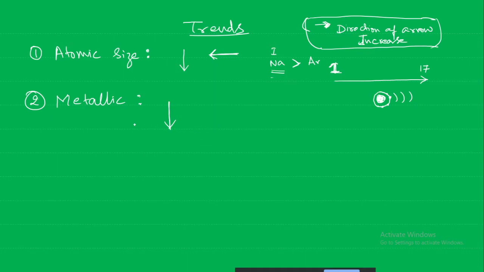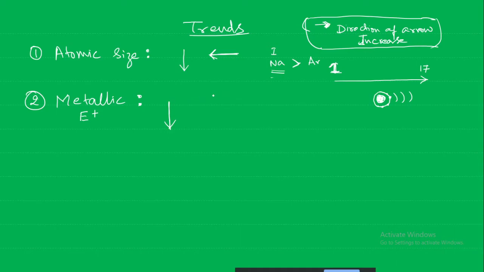You know that metals will form what kind of ion? Electropositive. So the tendency to lose the electron increases as we go from top to bottom of the periodic table within the group. Therefore, metallic property increases.